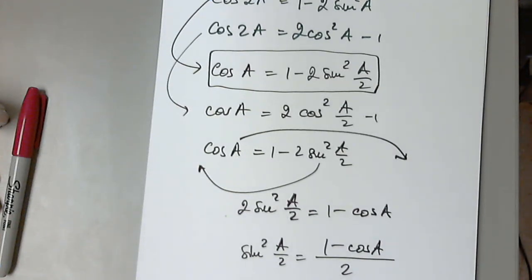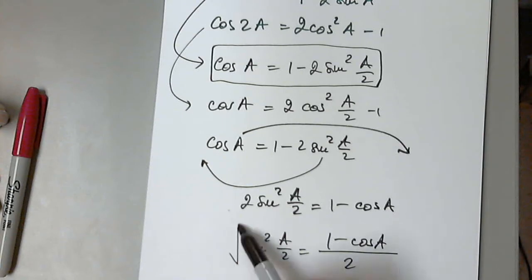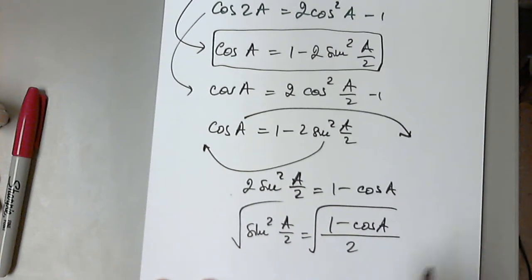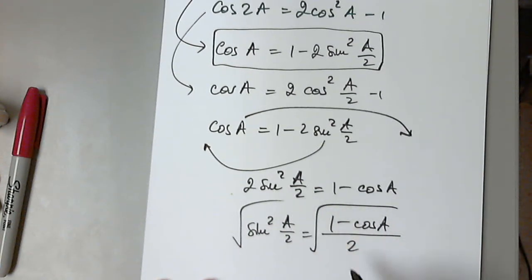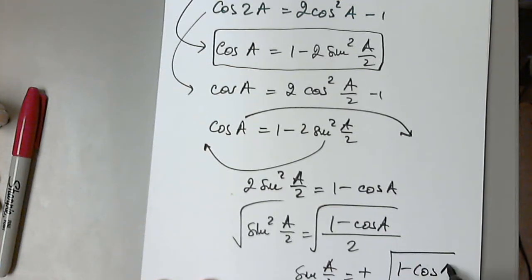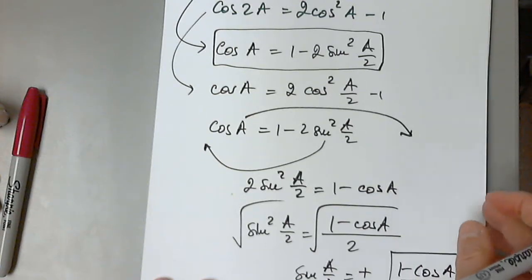So from the double angle, by simply replacing the double angle by angle and the corresponding by angle over 2, we determined the half angle identity, which normally we like to take the square root, but that is okay too for sine squared a over 2. And we get sine a over 2 equals plus or minus the square root of 1 minus cosine a over 2.